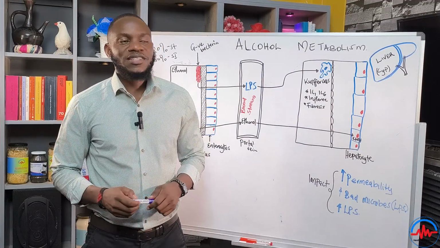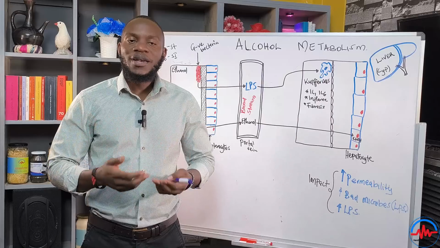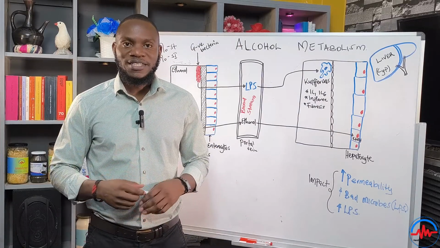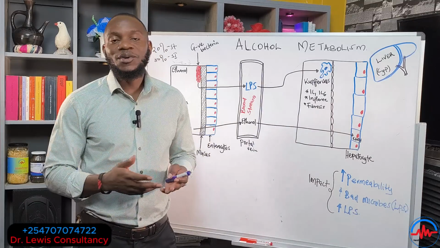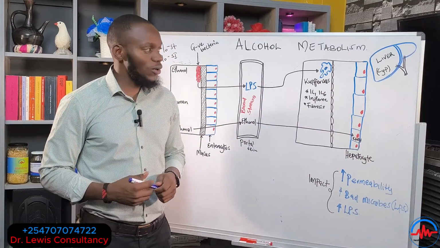Welcome to another interesting video about alcohol metabolism. Basically, where does alcohol go after you've consumed it? How do you end up getting that dizziness, that stupor, that excitement, and later on the depression that you get after drinking alcohol?